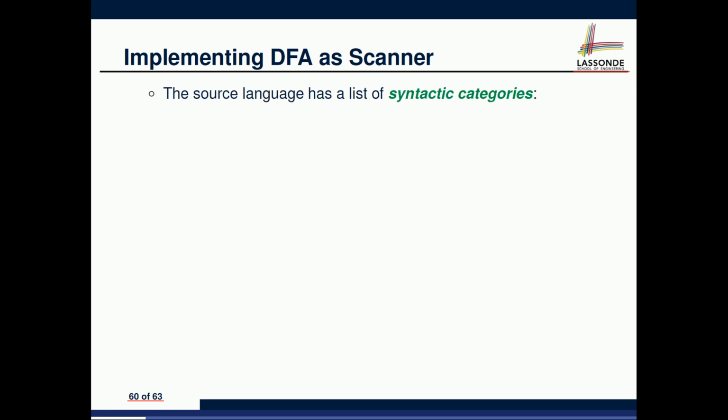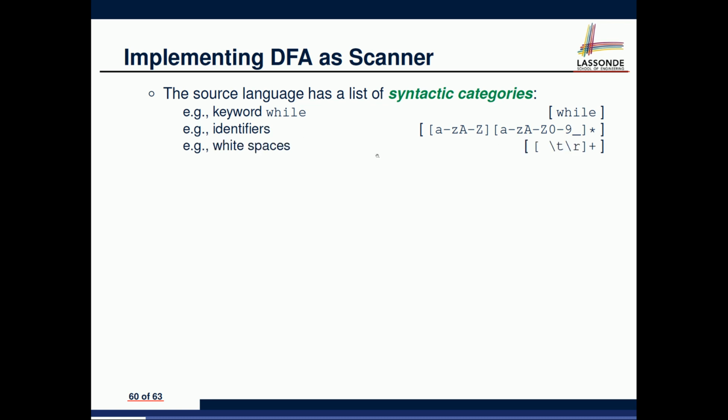So for the scanner, basically, given the source language, let's say Java, you want to have a list of syntactic categories. For example, you may have keywords, white spaces, and different stuff. One syntactic category could be the keyword for the while loop, while. That's one category. Another one could be identifiers for a class, for methods, etc. And white spaces would be another category, right?